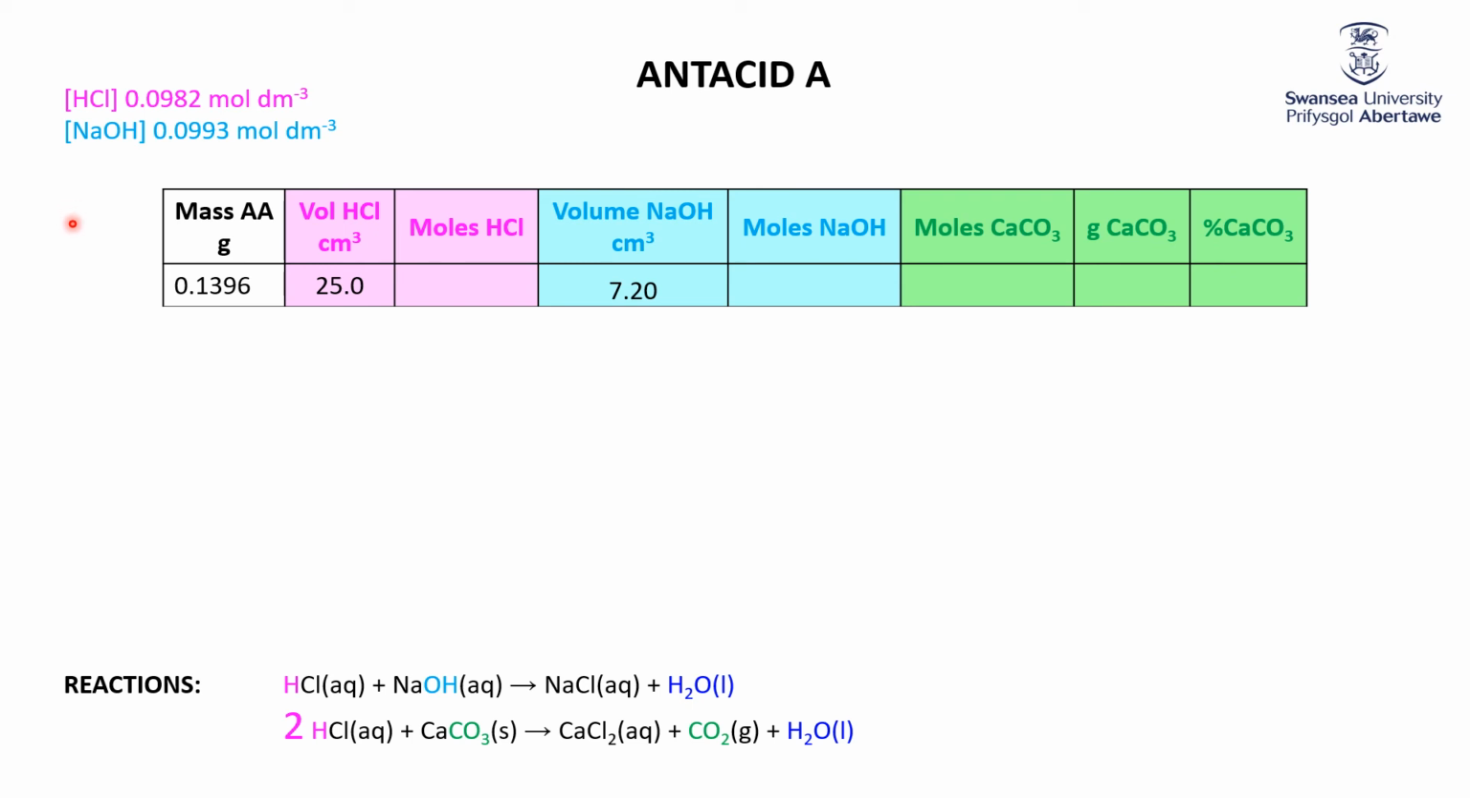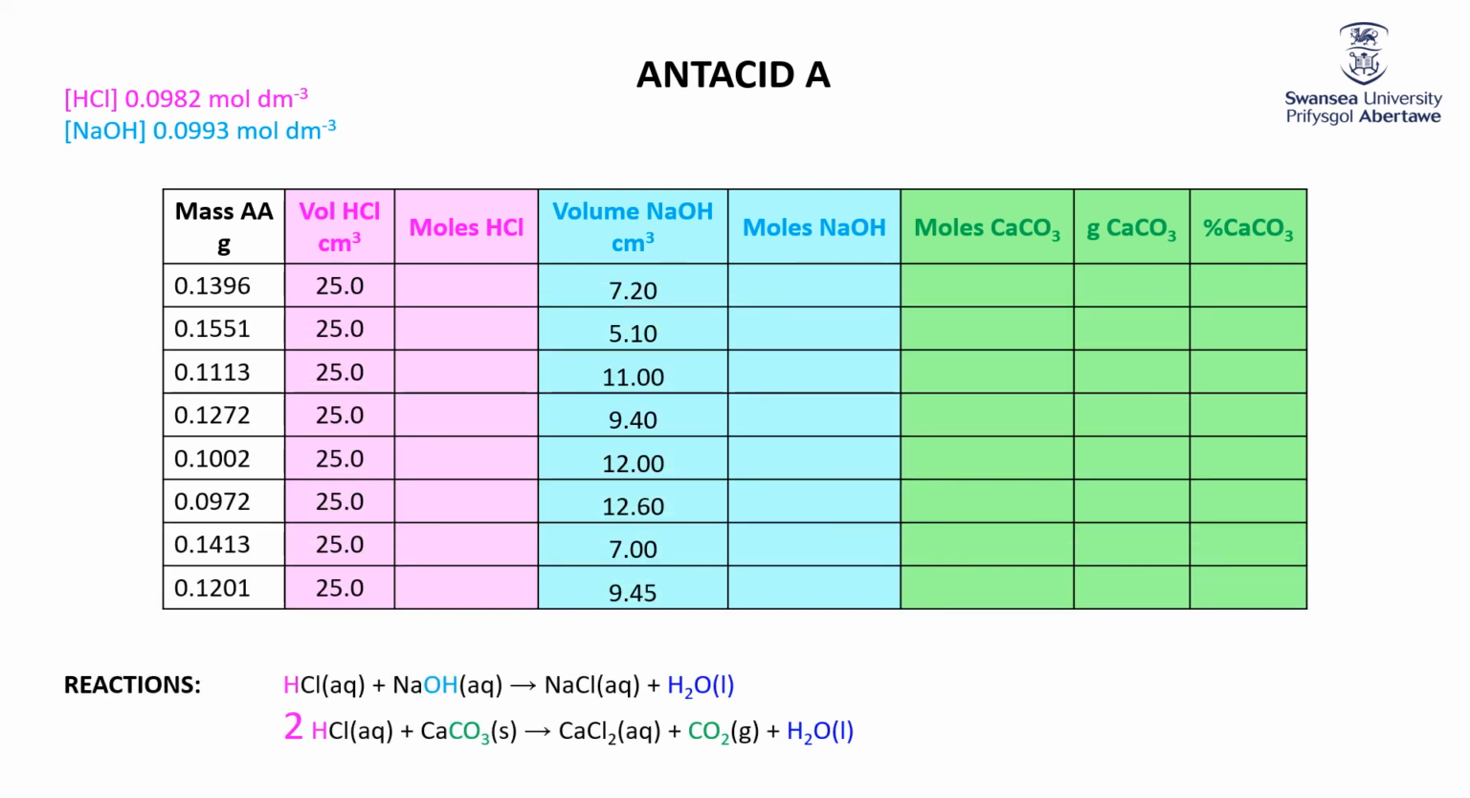Anyway, remember it said do the experiment a few more times. There we are. Each time I've added 25 milliliters of the HCl in there. Different masses of the antacid to start with, so therefore requiring different amounts of sodium hydroxide to neutralize the leftover HCl. Enjoy yourself with these data.